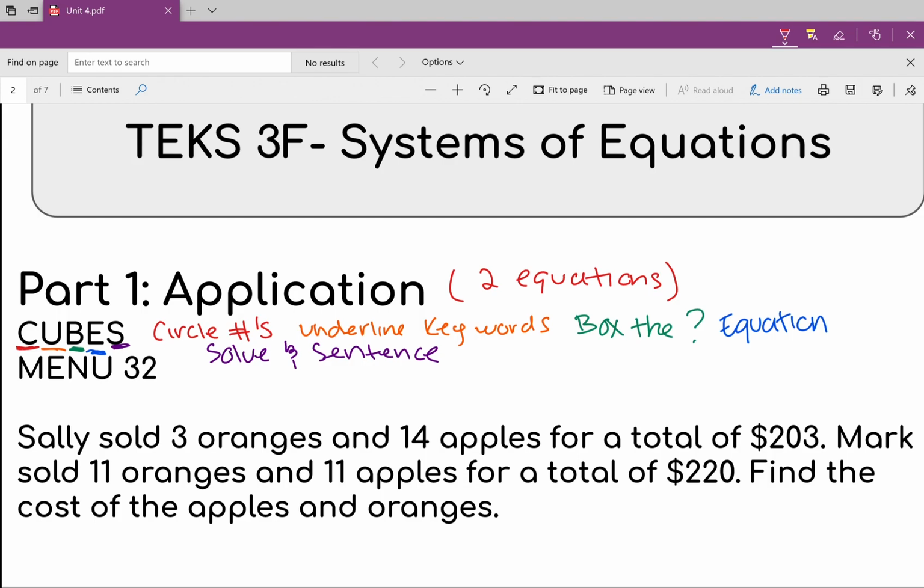So once we go through CUBES and write our 2 equations, in order to solve what that answer is going to be, we're going to be using a new trick on our calculator, which is called menu 3-2. So on this video, I'm going to show you how to just take this word problem and put it into 2 equations. And then in class together, we're going to look at our calculators and get the answer with menu 3-2. Okay, so let's start.